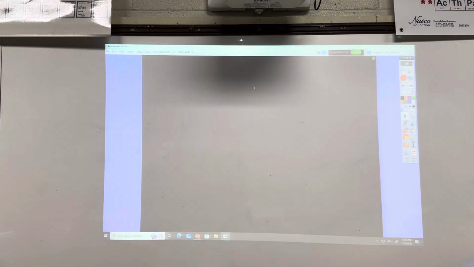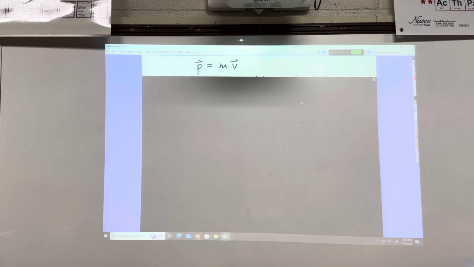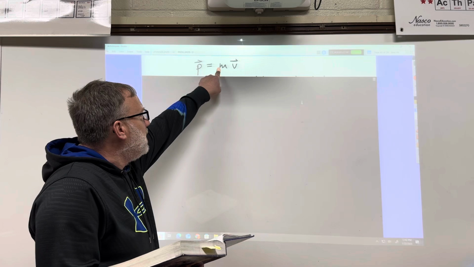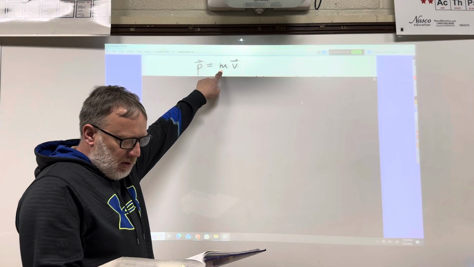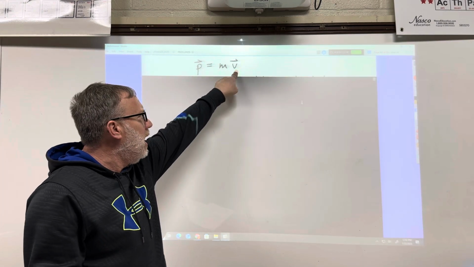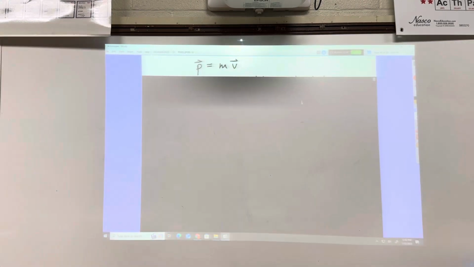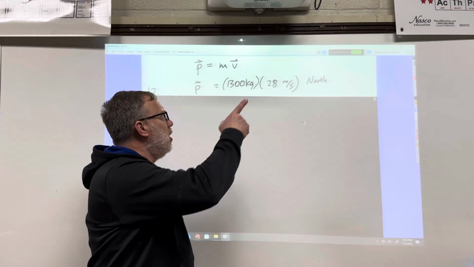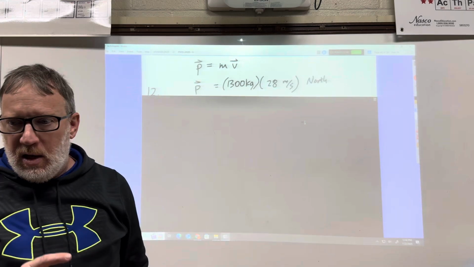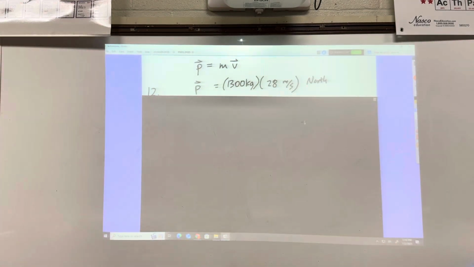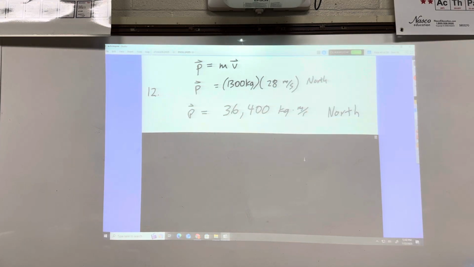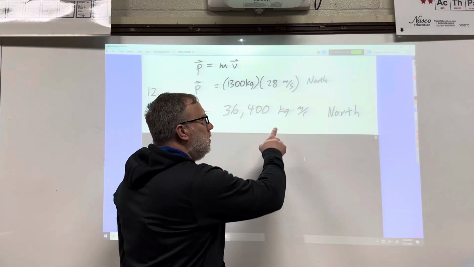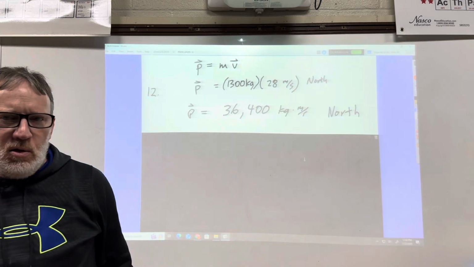Number 12. Momentum is mass times velocity. What is the momentum of a car with a mass of 1,300 kilograms? That goes here. Traveling north at a speed of 28 meters per second. That goes here. We are multiplying. And 1,300 kilograms times 28 meters per second north is a number that you're going to get on the calculator. Sorry, I don't have enough calculators in here yet. And you get 36,400 kilograms times meters per second. Weird unit. North, but that's the unit for momentum.